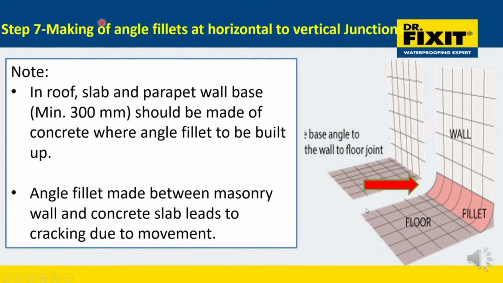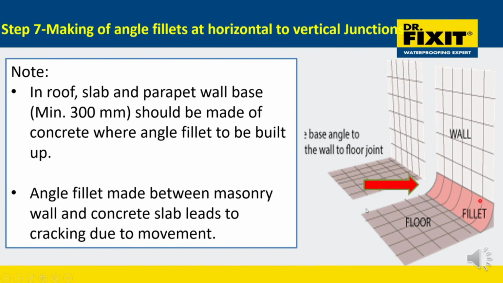Seventh, making of angle fillet at horizontal and vertical junction. This is vertical and horizontal, and this is the junction. So this is very important. In any problem in a bathroom or roof, the critical situation is here. This is a joint where there is a 100% chance of getting leakage. So in order to avoid this, you should do a proper angle fillet as shown in this image.